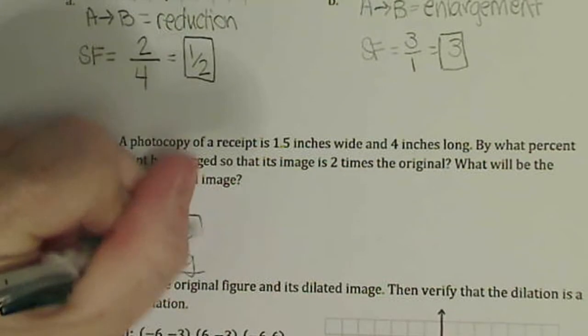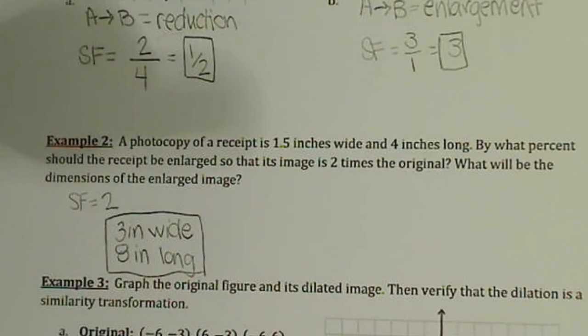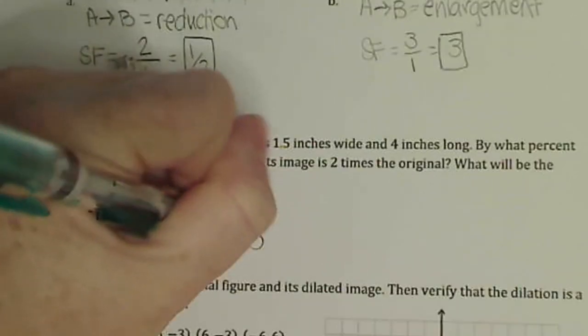Okay, so there's part of our answer. It also tells us by what percent. So if I want it twice as big, if you think about in terms of percent, 100% is the same size. So if I want it twice, that's going to be 200%.